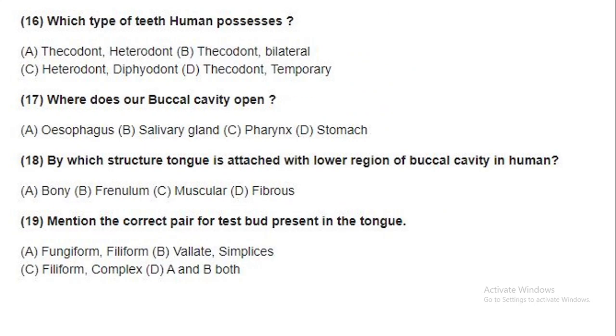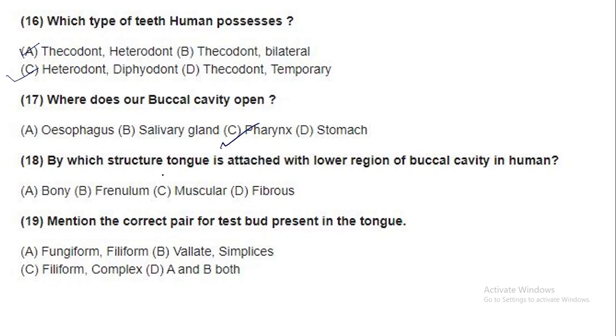Which type of teeth do humans possess? Thecodont, heterodont bilateral, heterodont diphyodont, thecodont temporary. Humans possess thecodont and heterodont. There has to be grace marks given to you people, because both of these answers are right. Okay, yeah. Where does our buccal cavity open? Buccal cavity opens into the next part after the buccal cavity. Is it esophagus or pharynx?